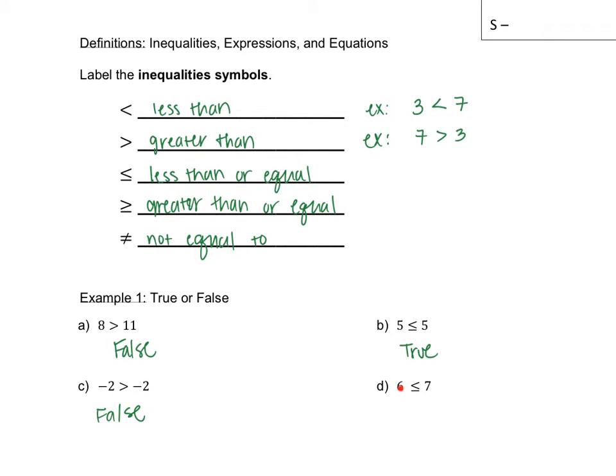D here says that 6 is less than or equal to 7, and 6 is definitely less than 7. So 7 should be where the mouth is pointing, and it definitely is. So this is true. And that's it. Hopefully this gives you a better idea of how we use these inequality symbols.